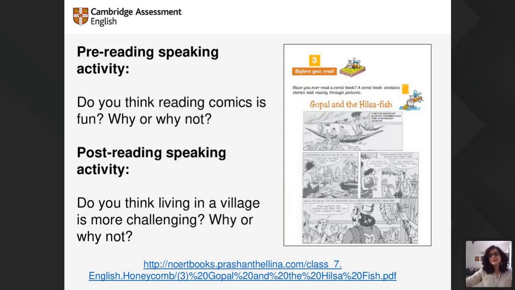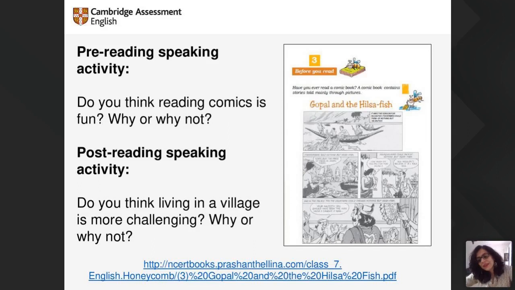Now, this story is about a witty villager called Gopal, who outwits the king. The king of the land has thrown a challenge, and Gopal is able to outsmart the king. That's the story. And the setting is a rural setting, it's in a village. So, after finishing this unit, the teacher can similarly design a post reading speaking activity, which can be slightly more exhaustive, more challenging than the initial pre reading activity.